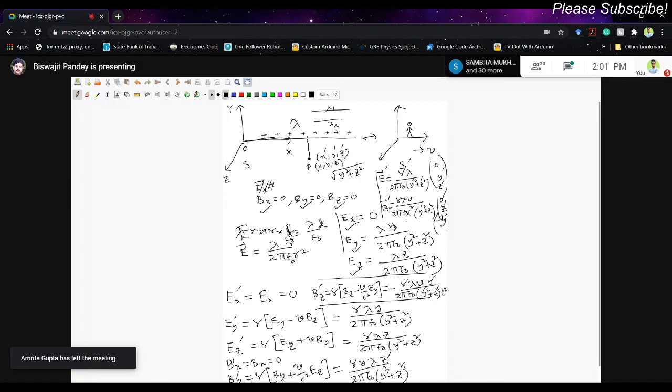But let us leave the concept of transformation of four forces for the time being, and let us discuss how a point charge, when it moves with a uniform velocity, can produce electric field and magnetic field. Of course, it will have some electric field and magnetic field when it is at rest, but when it is moving, what will be those values? That we want to understand now.